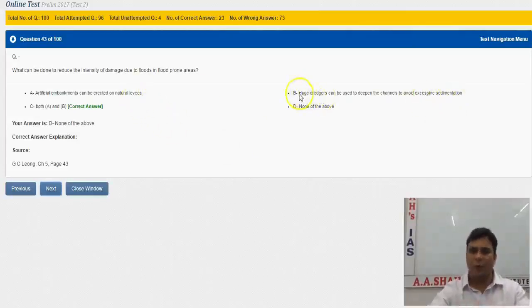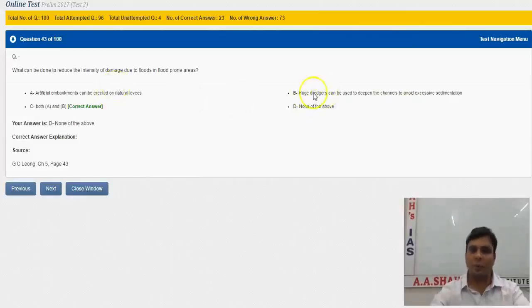Even if you don't know about statement 2, let's assume hypothetically speaking you don't know about it, dredgers can be used to deepen the channels. Where deepen the channels is mentioned, obviously we are talking about creating higher water carrying capacity. Obviously this is going to be a right statement. But if you look at point A, artificial embankments can be erected on natural levees. See, artificial embankments are created on natural levees, and we have seen it in our country, we have seen it in our hinterland also. Whenever you are traveling on the highways, you must have seen it. So both 1 and 2 are correct.